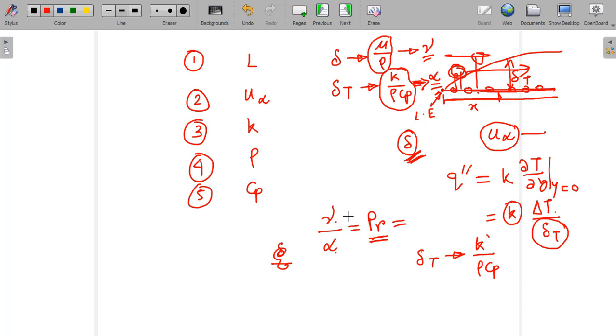So what is Prandtl number? If you put the value of nu, that is mu by rho, and the value of alpha, which is K by rho Cp, you will find it will come to mu Cp by K, and rho will cancel. So this is the definition of the Prandtl number.